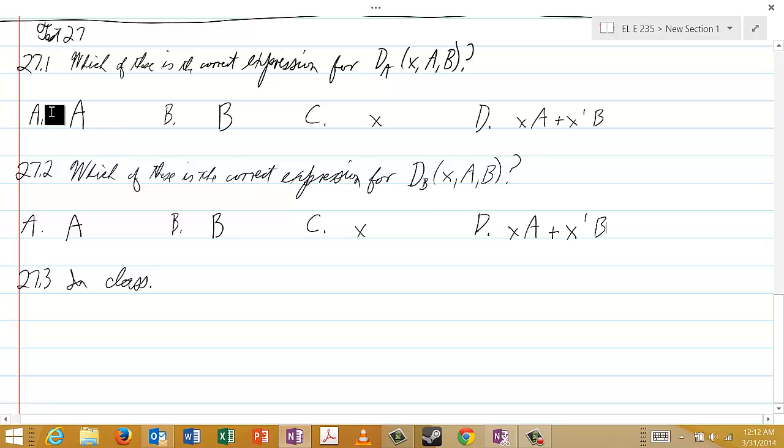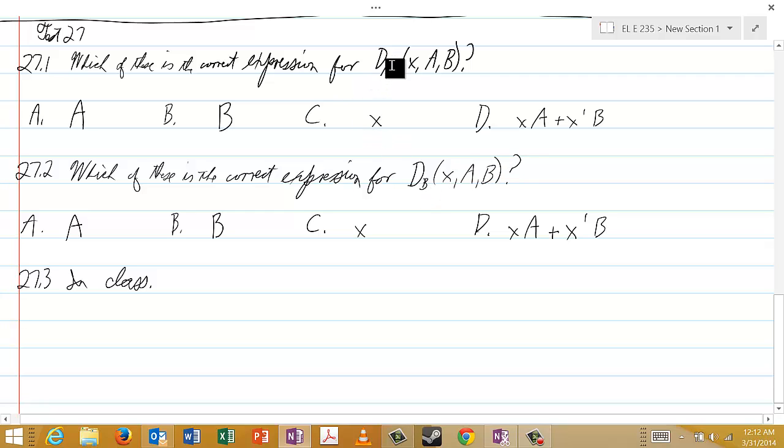So now we've filled in the answers. In 27.1, you're asked to find the correct expression for D sub A. Is it A, B, X, or XA plus X prime B? And you have those same choices and in the same order in 27.2, where you're supposed to find the correct expression for D sub B of X, A, and B.